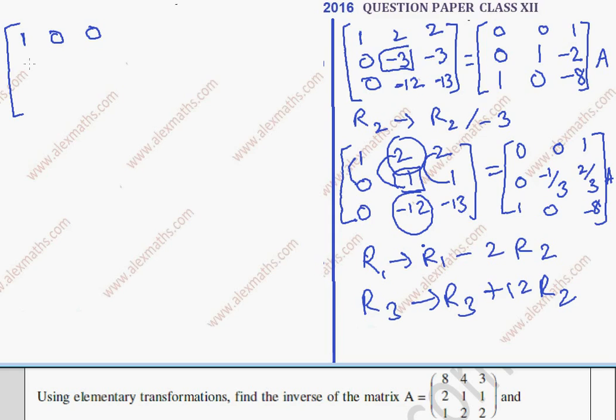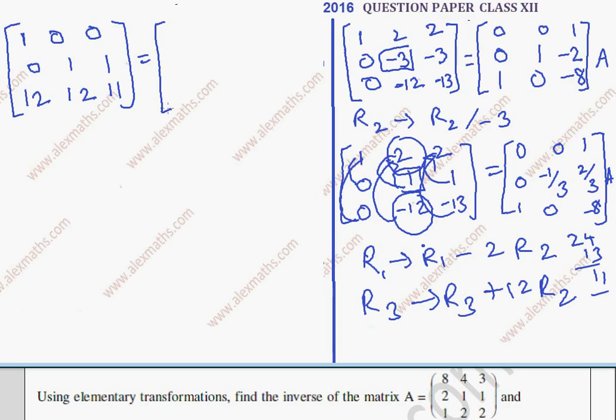Okay. Then R2 we are not doing anything, so I will copy as it is. Then R3 plus 12 times of this, it will become 12. This plus 12 times of this, so it is going to be 24. So totally 12 I will get. Then this plus 12 times of this, so 24 minus 13, so we get 11. Okay. The same way I have to do for the other side also.